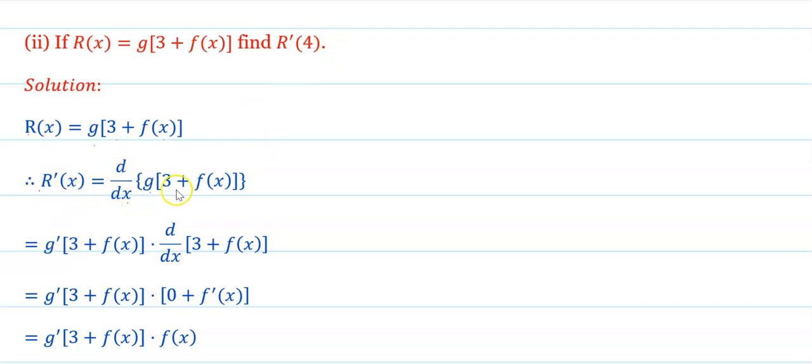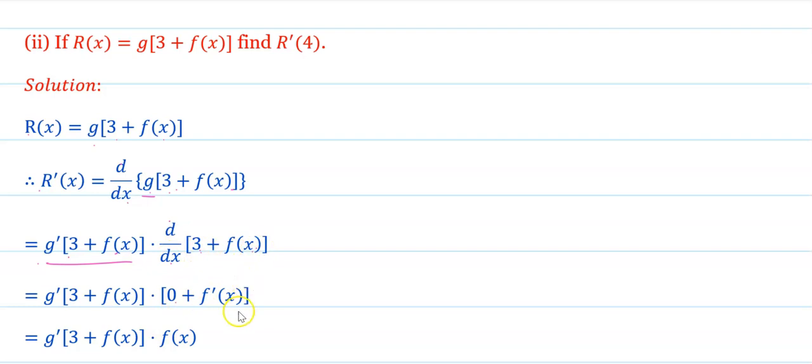d/dx of g of 3 plus f of x. As a derivative, its derivative is g dash of 3 plus f of x as it is. Okay. What do we do? First we take the derivative of g, g dash. Then the derivative of what is inside, that is d/dx of 3 plus f of x. Derivative of 3 is 0.